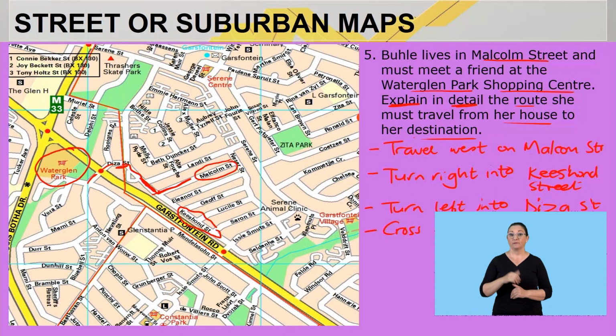So after crossing Garsfontein Road, what will happen now? Okay, she will turn then right. Remember, you put yourself in her shoes now, turn right. So now we'll turn right into, what's the name of this street now? Can you see? This is this one here. So that is Mendelssohn. Okay, so I'll write it down. Turn right into Mendelssohn. Okay, let me just write it proper for you. Turn right into Mendelssohn Street.